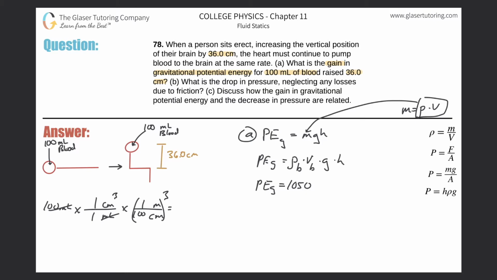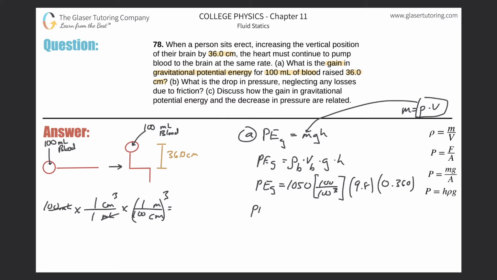So now, when I plug in the volume, it's going to be 100 divided by 100 cubed, or just 1 divided by 100 squared. Doesn't matter to me what you do. Multiply that then by gravity, 9.8, and then multiply this by the change in height, 36 centimeters, but we need that in meters, so just move the decimal 2 places to the left. You're basically dividing 36 by 100.